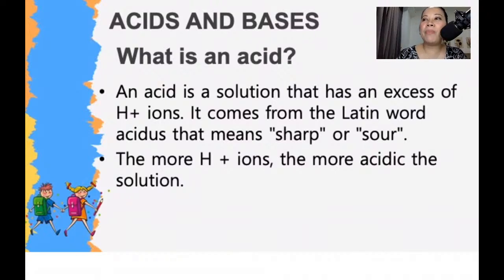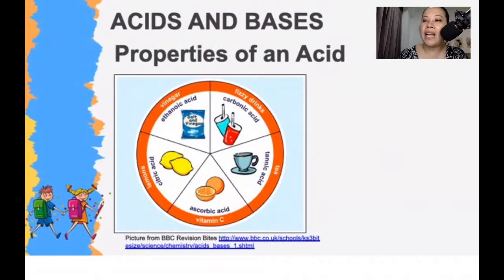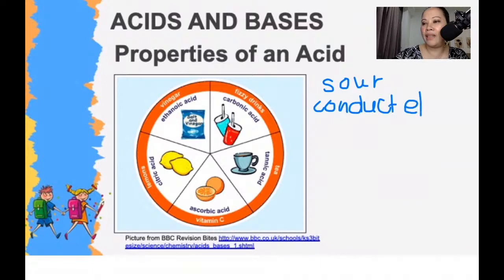Okay, going back to acids and bases. Acid comes from the Latin word acidus, which means sharp or sour. The more hydrogen ions you have, the more acidic the solution is. So what are the properties of acid? First, it tastes sour. And it can conduct electricity. Why does acid conduct electricity? Because of the hydrogen ions present.